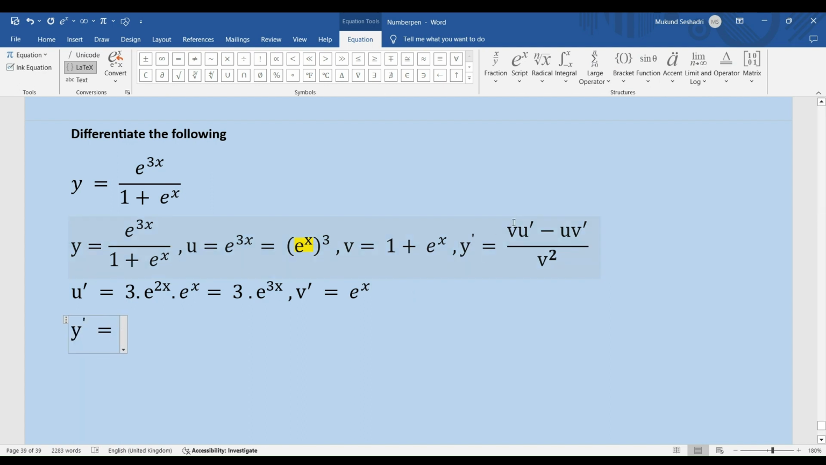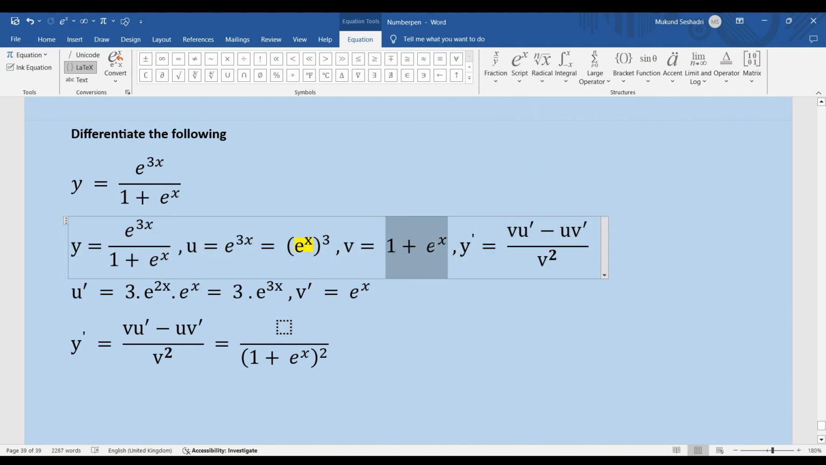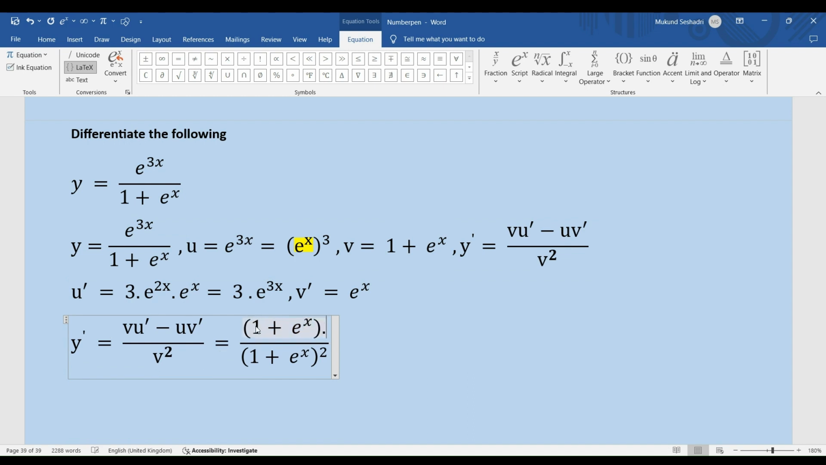My y dash is vu dash minus uv dash divided by v square. So maybe I will write that out as well before we actually make the substitution. My denominator, which is v square, is nothing but 1 plus e to the power x the whole square. And then let's go to the first part of the numerator, which is vu dashed. So I have my v, which is 1 plus e to the power x. And then I have my u dashed, which we just worked out, which is 3 times e to the power 3x, right?